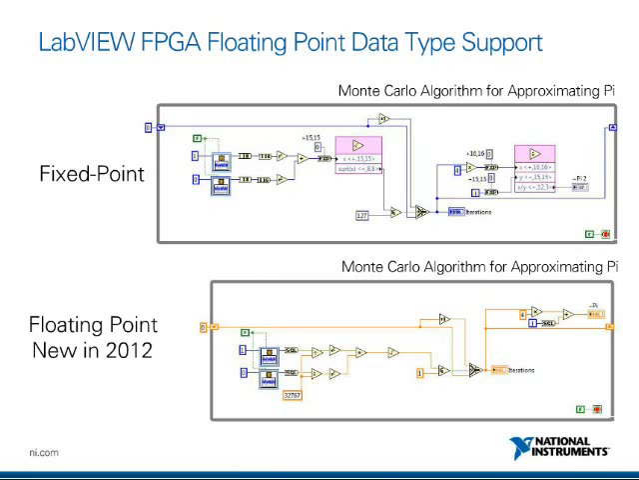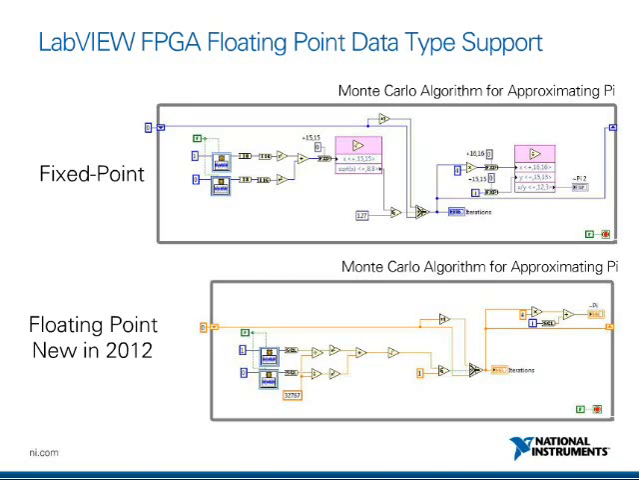As an example, previous versions of LabVIEW FPGA required developers to use the fixed point data type when fractional data was needed. While the fixed point data type is very efficient for hardware-based designs, especially when it comes to speed and resource utilization, it doesn't provide the flexibility that the floating point data type offers.